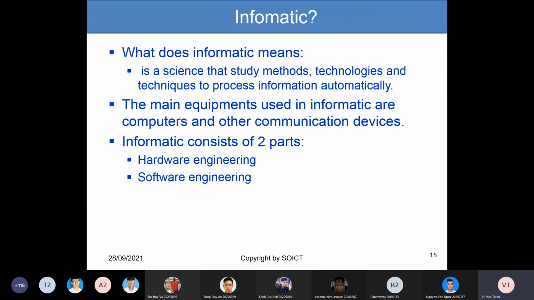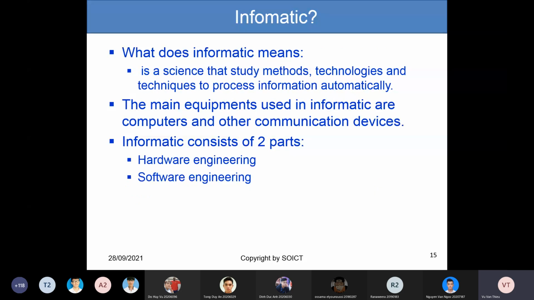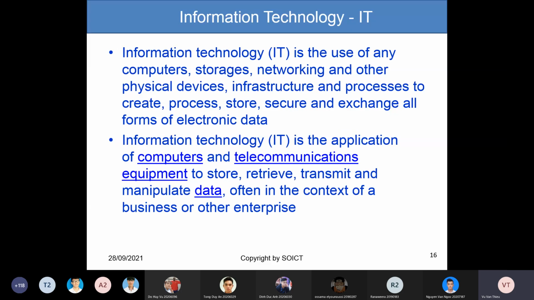But nowadays, the concept of informatics is not popular because informatics is more about theory. Today, information technology is used in real life, in industry, in social, in economic fields, and is very popular and very usual, right? So nowadays, the concept of information technology, IT, is more popular.